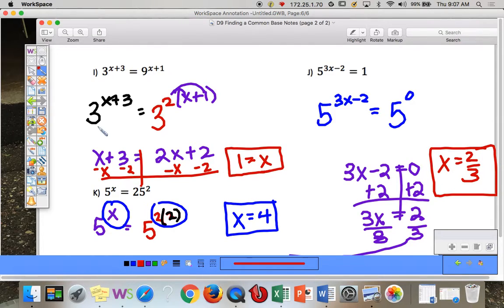So today you're going to practice finding a common base, and if it doesn't have a common base, you rewrite it, and then you can set the exponents equal and solve.